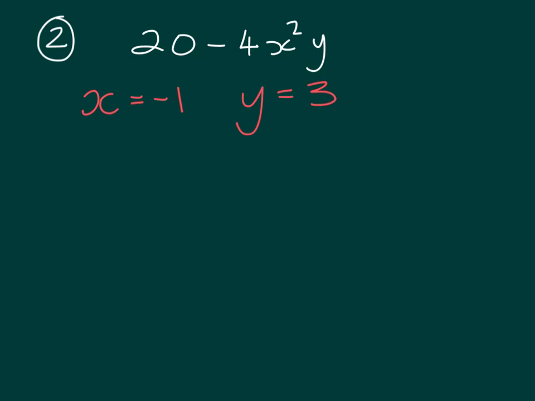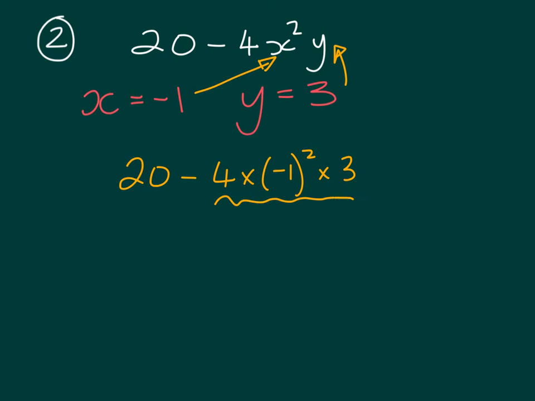Question 2, we have to evaluate this expression given the values for x and y. So the -1 is going to go in here, the +3 is going to go in here. So we're working out 20 take away 4 times -1 squared times 3. So just like the previous question, work out this bit first and then do a takeaway.